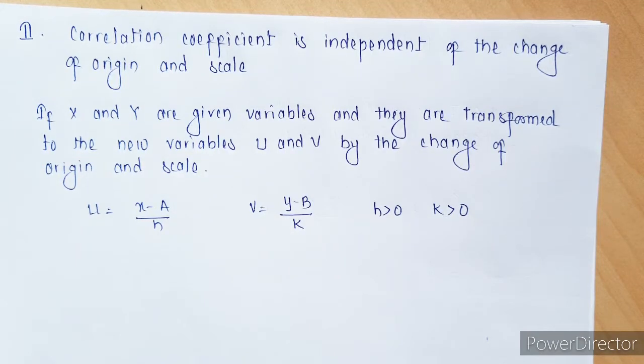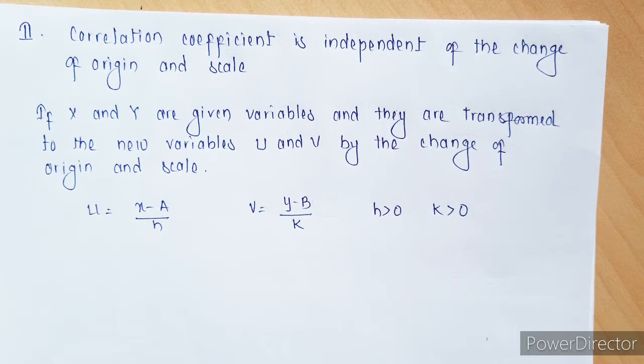In last class we had discussed the first property of correlation coefficient, that is, correlation coefficient always lies between +1 and -1. Whenever it is +1 it is called perfectly positive correlation, and if it is -1 it is called perfectly negative correlation. Now let's move on to the second property, that is, correlation coefficient is independent of the change of origin and scale.